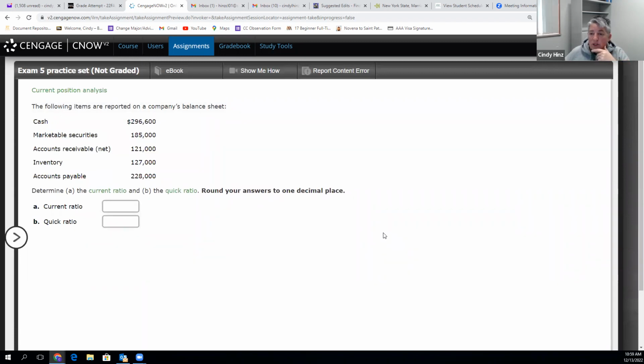For current position analysis, we talked about working capital, which is simply the difference between our current assets and current liabilities. So it's expressed in dollars, but we can also look at current ratio, which is those same two categories, but it's current assets divided by current liabilities. And the quick ratio, the denominator is still current liabilities, but the numerator is only the financial assets.